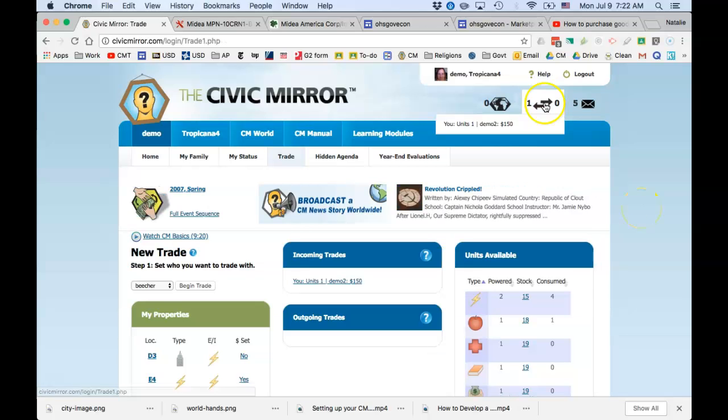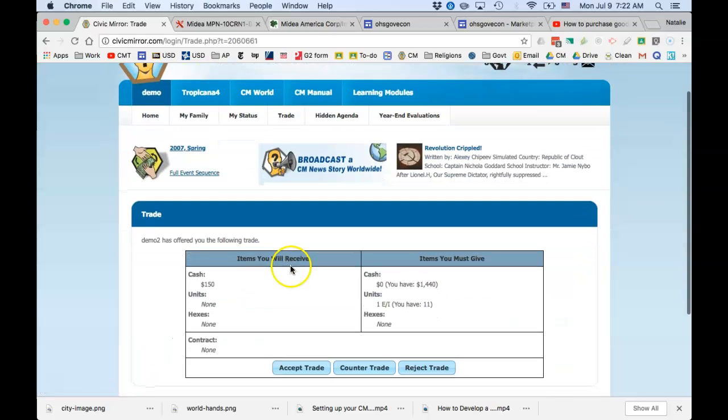Okay, so now we're going to refresh our trades again. Click on the trade button to refresh. And here we have another incoming trade. Now let's see if this one's a little better. Click on the incoming trade. This is what they're offering.